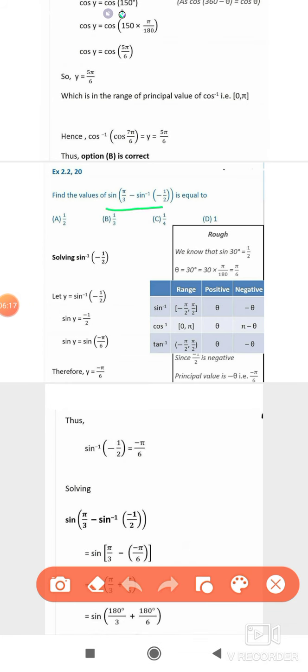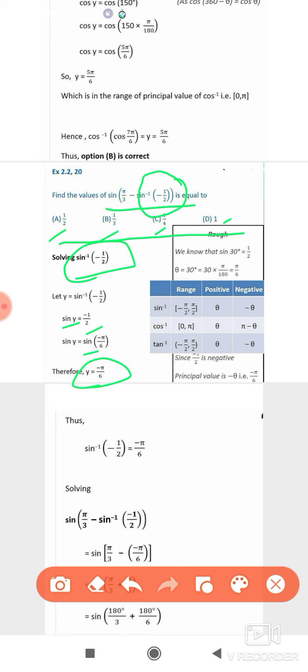Here they are saying find the value of sine of the bracket pi by 3 minus sine inverse of minus 1 by 2 is equal to, which option is correct? A 1 by 2, B 1 by 3, C 1 by 4, D 1. Then what you will do, first you will solve this sine inverse minus 1 by 2. Let sine inverse minus 1 by 2 be equal to y. Then sine y is equal to minus 1 by 2 and it is equal to sine of minus pi by 6. And minus pi by 6 is lying in the closed interval minus pi by 2 to pi by 2. So thus sine inverse minus 1 by 2 is equal to minus pi by 6, and then put this value minus pi by 6 over here.